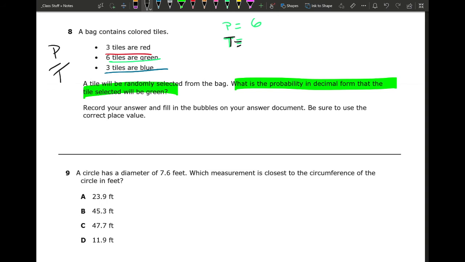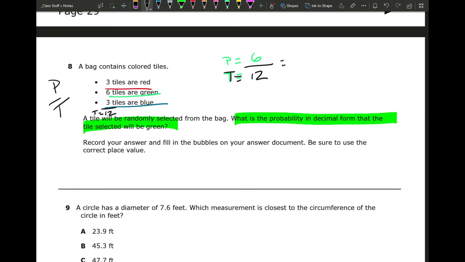In this case, 6 plus 3 is 9, plus 3 is 12. So all you gotta do is 6 over 12. You can go ahead and simplify that, right? 6 over 12 is just 1/2. And we don't even need to do TiVo. You can if you want to. Top in, bottom out, 1 divided by 2. But I know half is literally 0.5. And that's it. That's my answer.